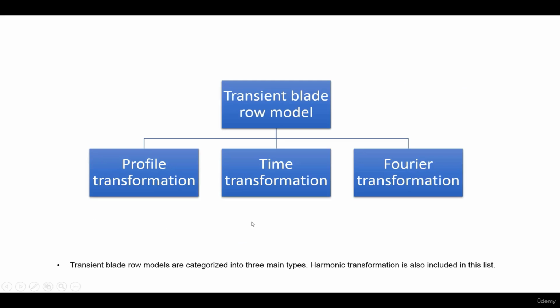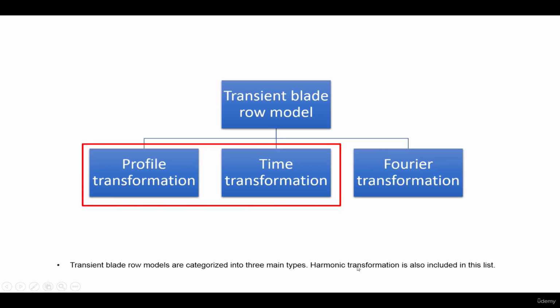Transient blade row models are used for transient analysis in Ansys CFX. We shall now look at the basics of transient blade row models. Transient blade row models are categorized into profile transformation, time transformation, and Fourier transformation methods. We shall discuss profile transformation and time transformation models in this tutorial.